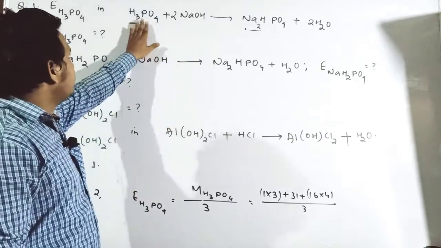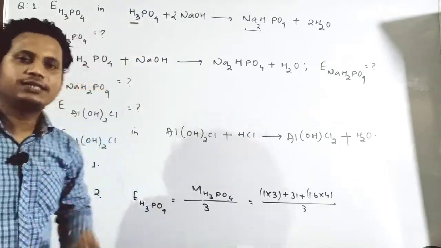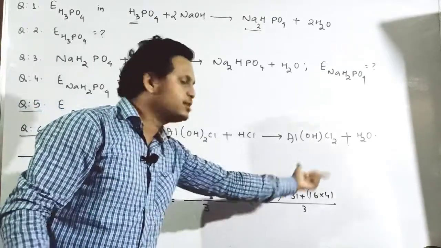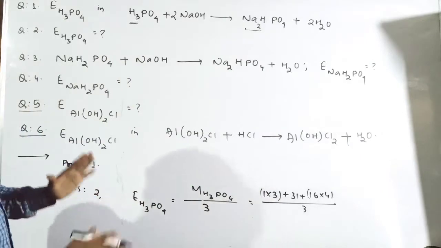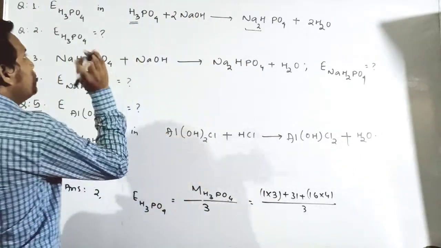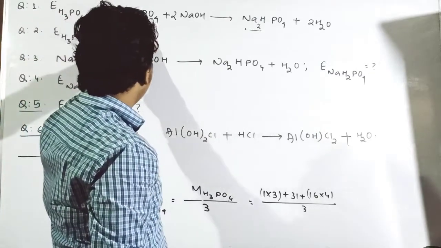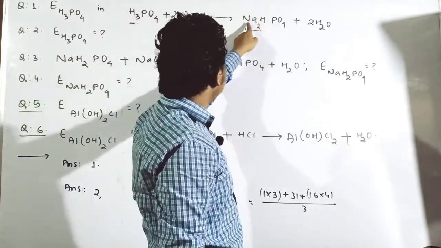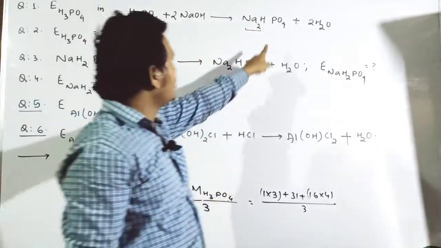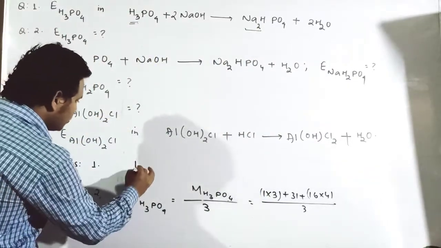It has the option that 3 hydrogen can be replaced by this acid. If only this is given, then divide by 3. This is the answer. If it is given in the equation, then see in the equation how many hydrogen have been replaced. Out of 3 hydrogen, 2 hydrogen are replaced by sodium. 1 hydrogen is not replaced.